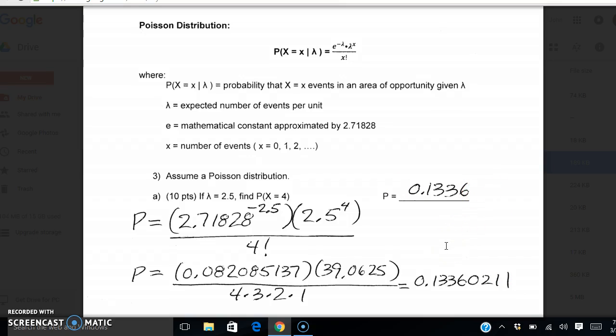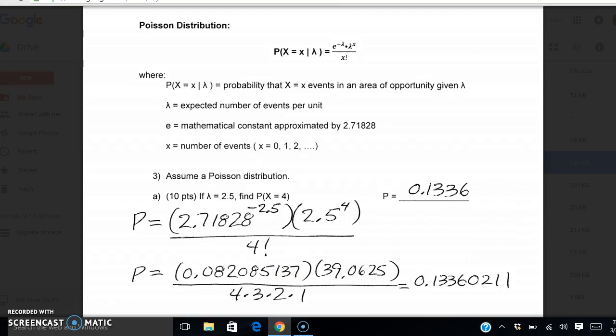One thing you want to make sure that you know how to do is to use a negative exponent on your calculator. Some calculators require you to put parentheses around that exponent when it's negative. So you want to practice this, make sure you're able to get this value right here.